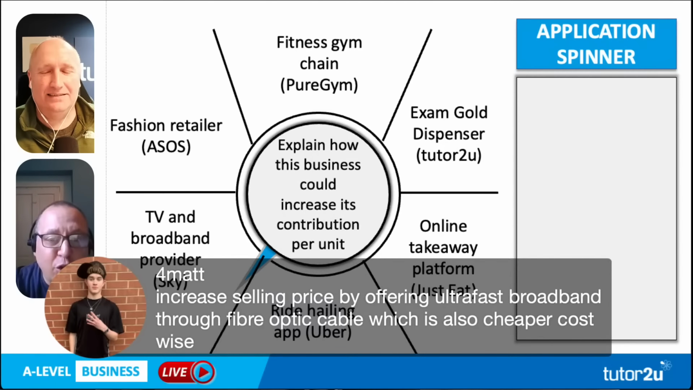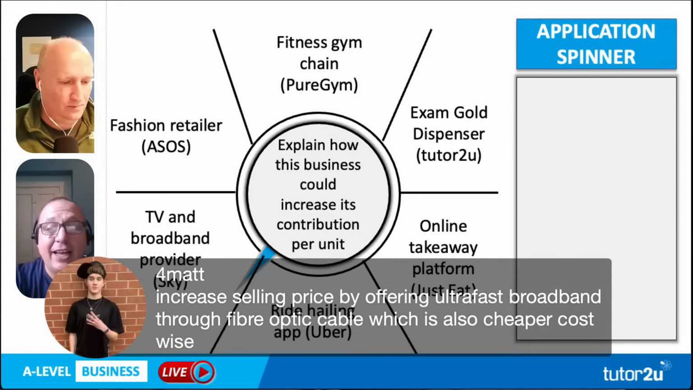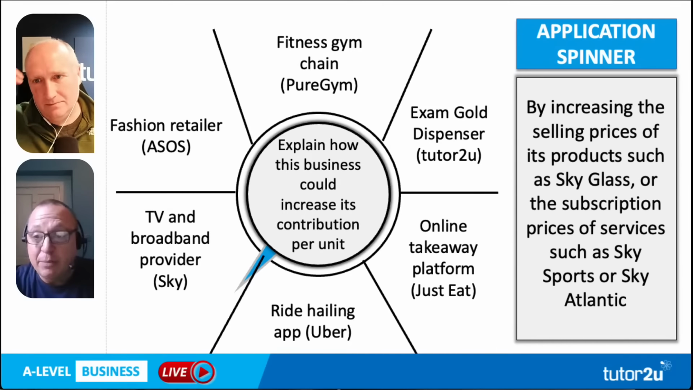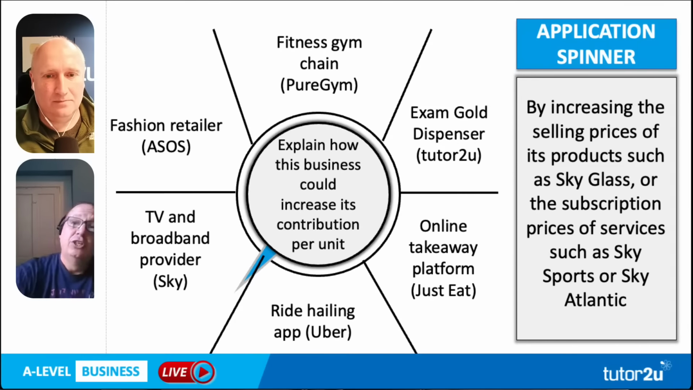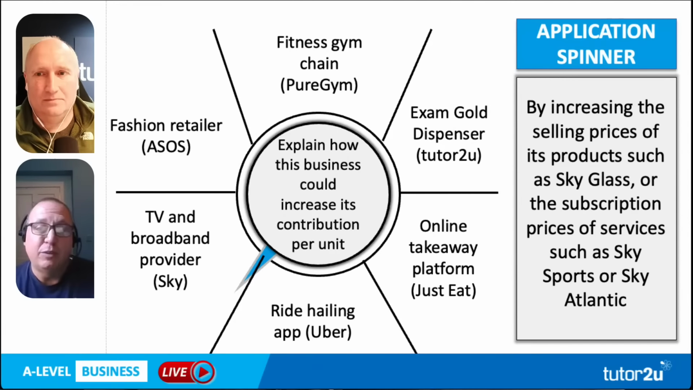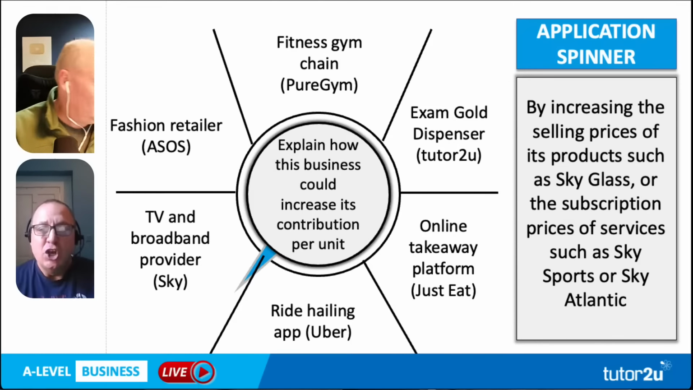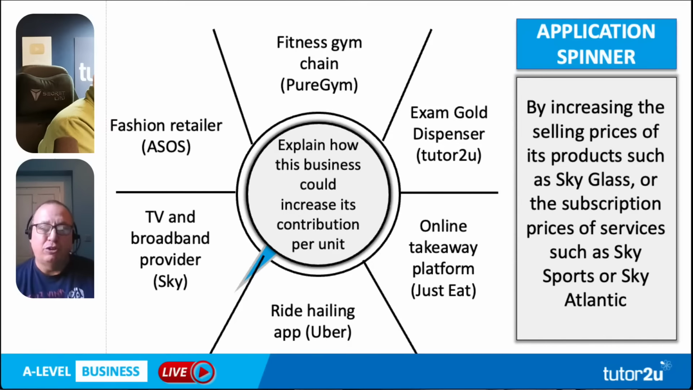Increased selling price by offering ultra fast broadband. That is dripping with application. Well done. Someone can improve the connection of its network, so by increasing the selling price of its products, such as Sky Glass. So we've got such as seasoning there. Yeah, well done, Julia. We should pick up Hannah there because it was a great answer. Or the subscription prices of services such as Sky Sports or Sky Atlantic.